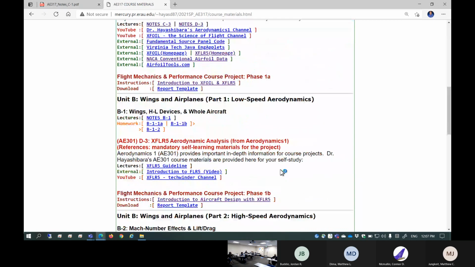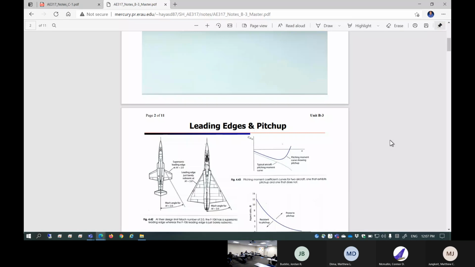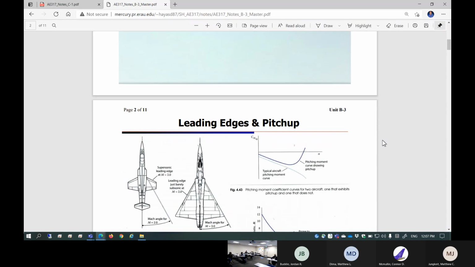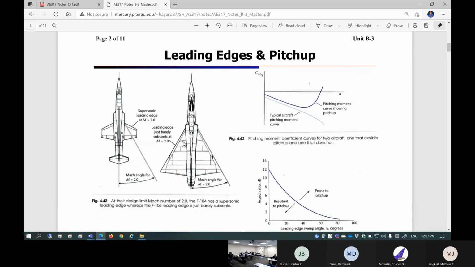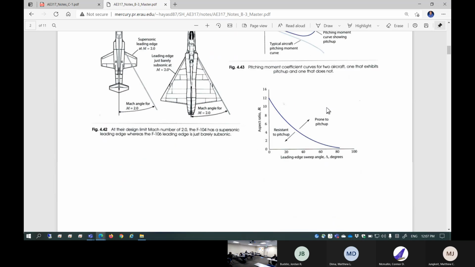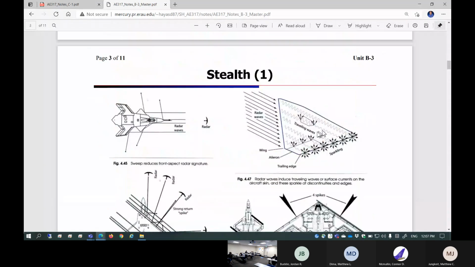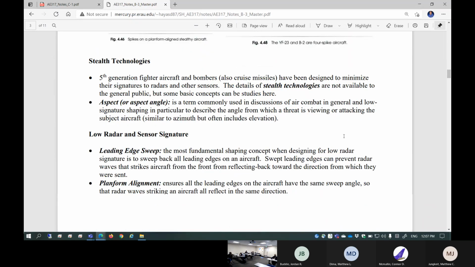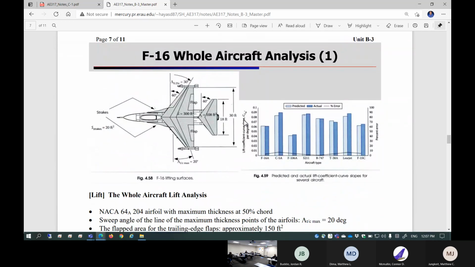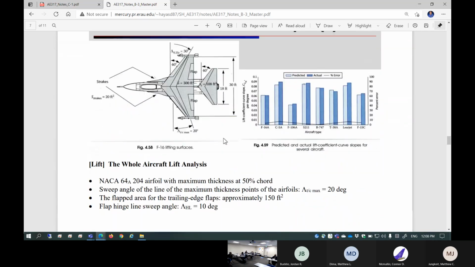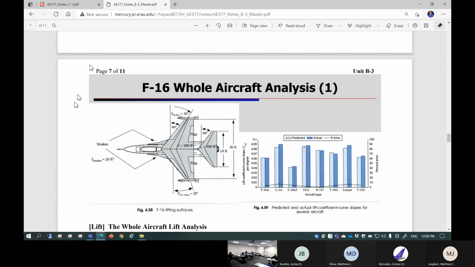Unit B3 is kind of an interesting unit. It's a special subject which covers high-speed leading edge design, like a supersonic leading edge versus a subsonic leading edge, depending on the Mach angle, and also pitch-up tendency. Plus, we talked about scales, and then we walked through the pictures and all that. The rest of Unit B3 is essentially an example for project phase 2. This is the F-16 whole aircraft analysis, which is basically an example coming from Unit B2.